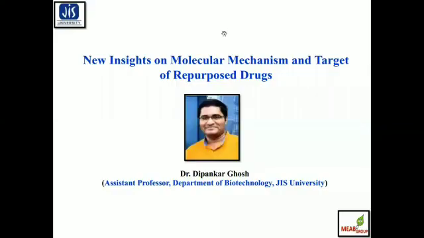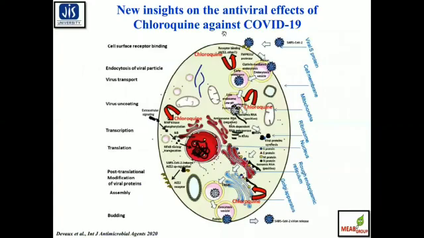Here, Dr. Ghosh has also included some new insights on the molecular mechanism and the target of the repurposed drugs. So this is a nice new insight on the antiviral effects of chloroquine against COVID-19, which clearly depicts that chloroquine may have some effects on COVID-19 at the following points. Like cell surface receptor binding, it may interfere with the endocytosis of the viral particle, and it can also interfere with the viral transport. It can inhibit the viral uncoating.